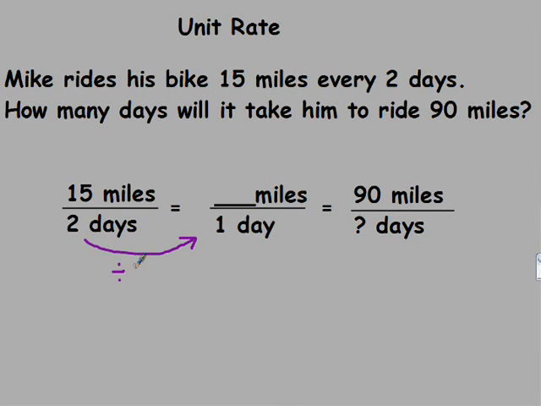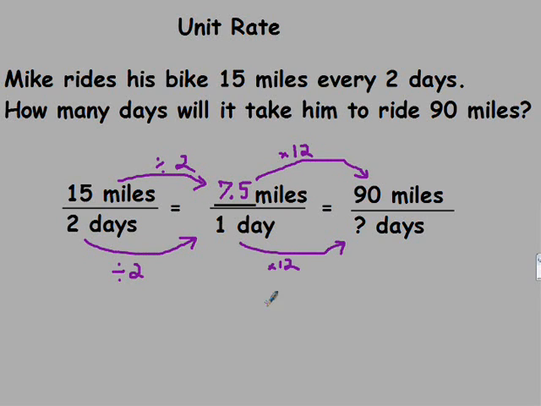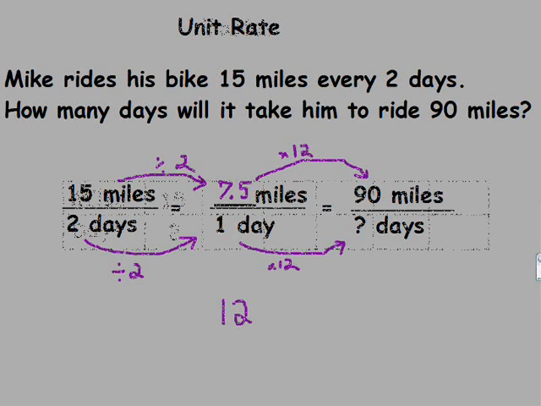Using the unit rate, we would divide the bottom by 2, because 2 divided by 2 is 1, and then find that it's 7.5 miles in 1 day, or 7.5 miles per day. But then we'd have to figure out what times 7.5 gives us 90. Again, we could do division. 90 divided by 7.5, it's 12. And so 1 times 12 is 12. And we get the same answer, but you can see we use the unit rate to find that.